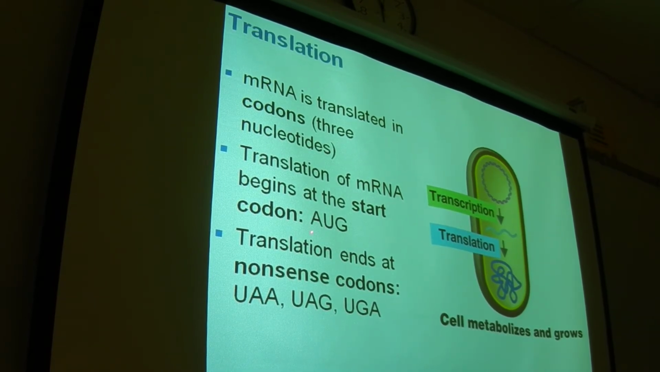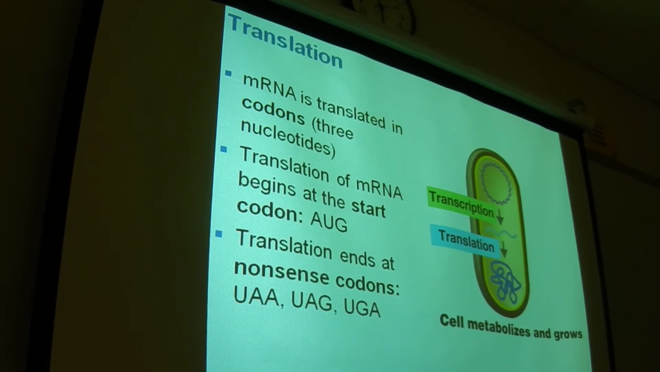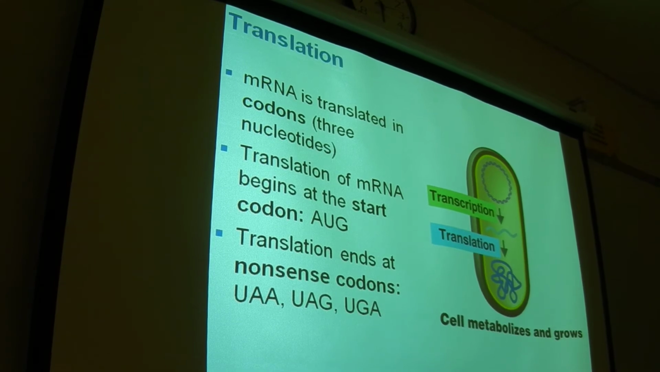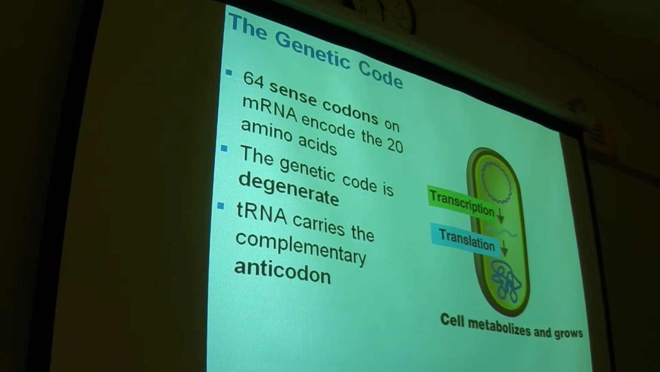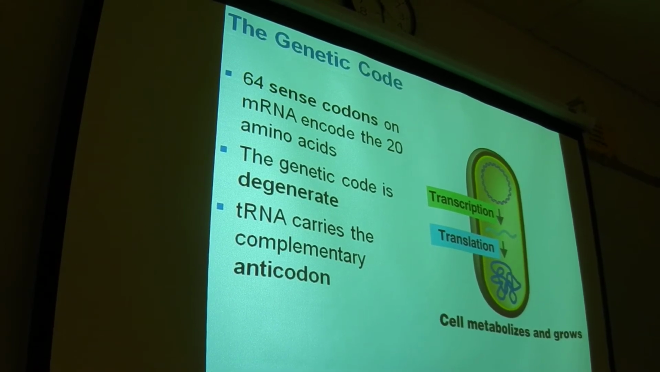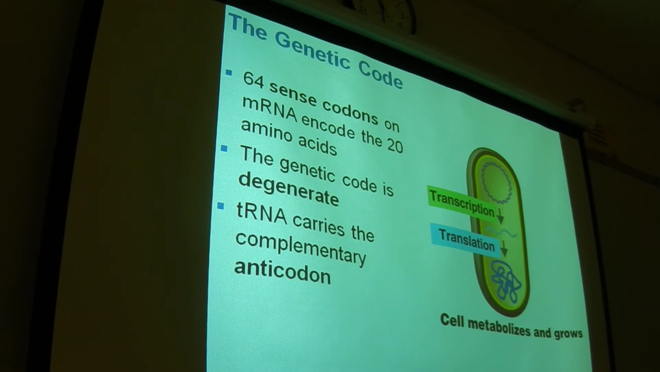The start codon that starts translation is always AUG. And it always ends at a nonsense codon. There are 3 possible nonsense codons: UAA, UAG, and UGA. And again, we'll talk more about this. There are 64 codons in mRNA, so if you think about the 4 different bases, there are basically 64 combinations that you could come up with of the different orders of the 4 bases.